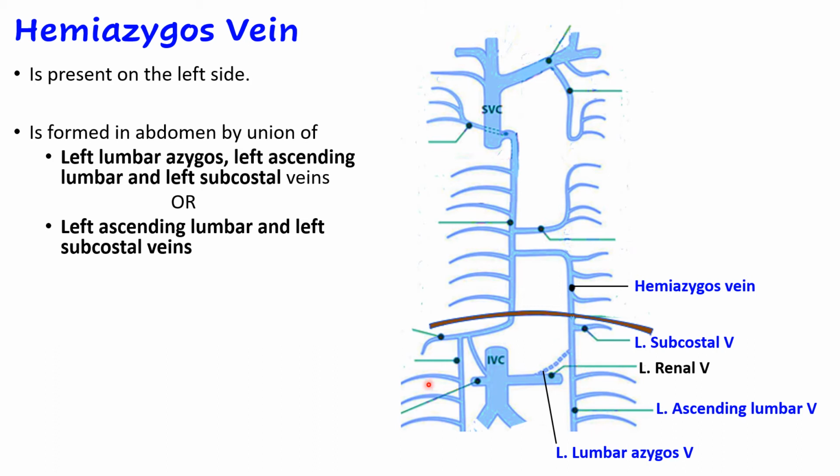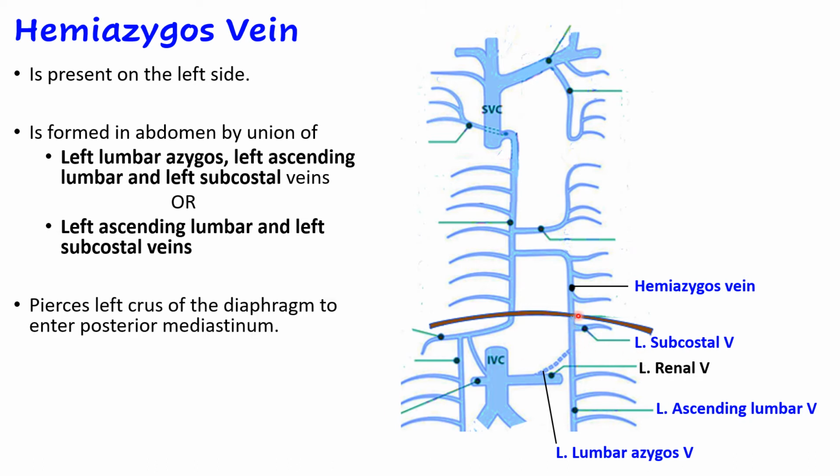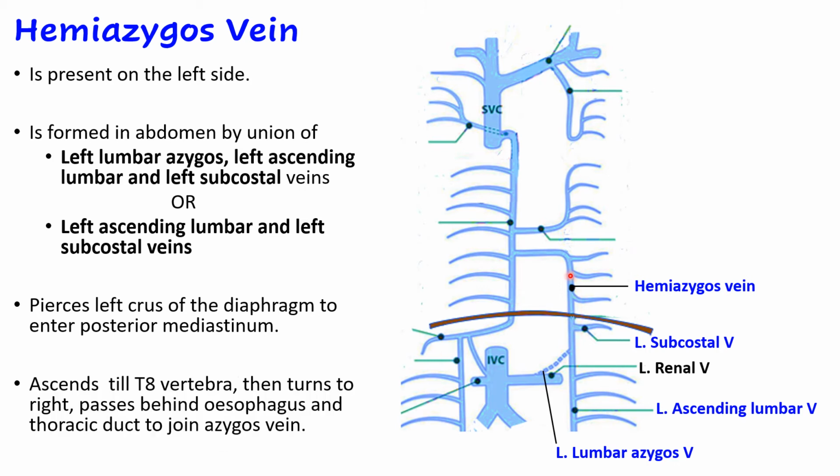And second, similar to the azygous vein, we will have on the left side the left ascending lumbar vein and left subcostal vein. Now this vein is going to pierce the left crus of the diaphragm and enters the posterior mediastinum. And after that, it is going to ascend till which vertebra? Till the T8 vertebra, and then turns to the right, and it passes behind the esophagus, the thoracic duct, the abdominal aorta. It passes behind all those structures to join the azygous vein.